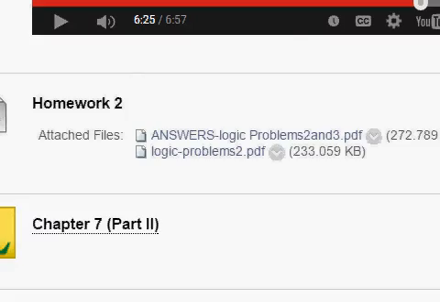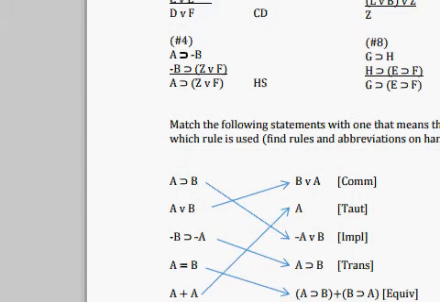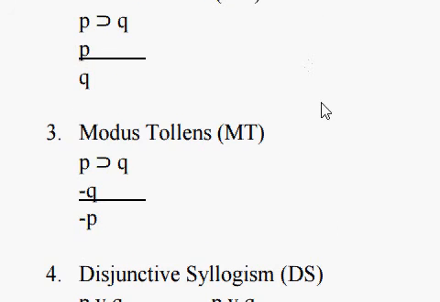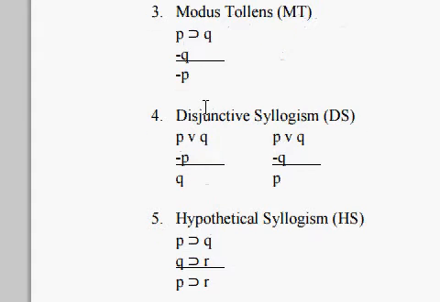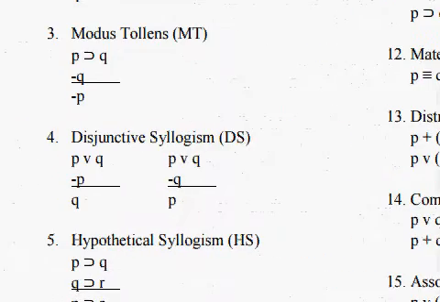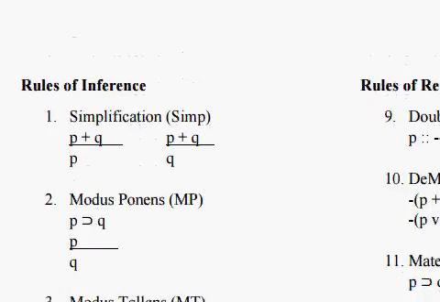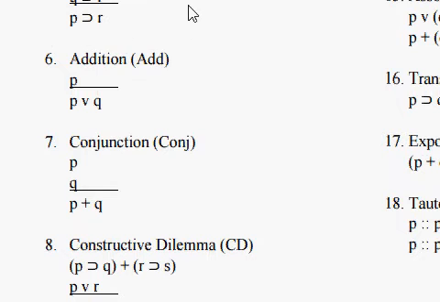Now, if we go back to the sheet that we had on the main page, we've gone through the first 5 rules of inference. So now, after we've done those first 5 rules of inference, we're going to move on and do the last 3. The last 3 begin with addition.